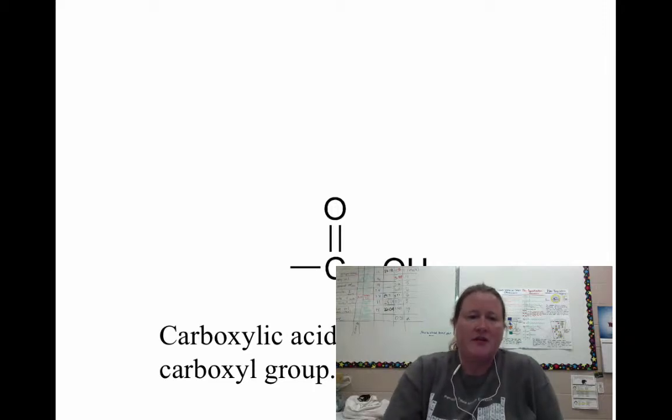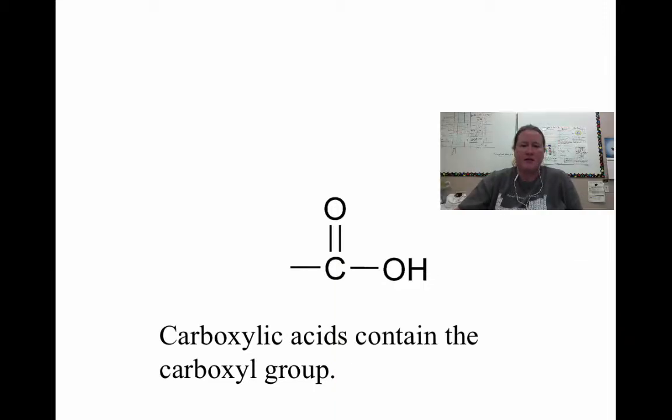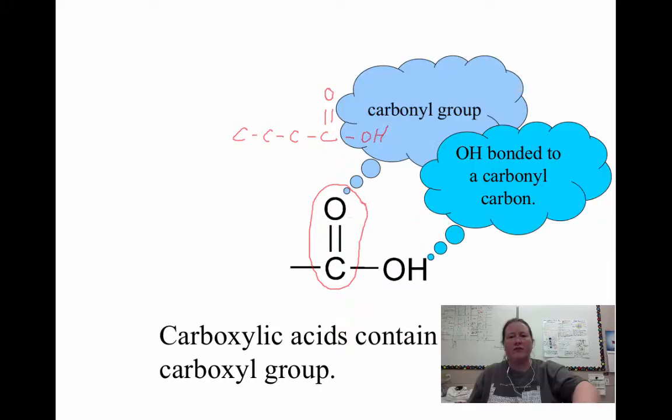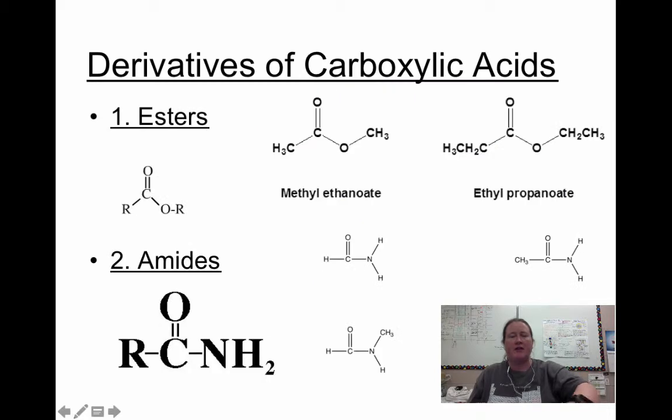So one of the things about the carboxylic acid group is that it contains a carbonyl group, and this right here is that carbonyl group. We saw it before with aldehydes and ketones, and in a carboxylic acid we have a hydrocarbon chain, and at the end of that hydrocarbon chain is the carbonyl group attached to a hydroxide group, or an OH. We have the carbonyl group and an OH bonded to that.